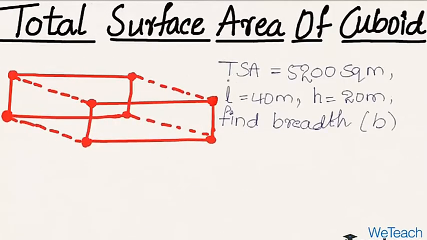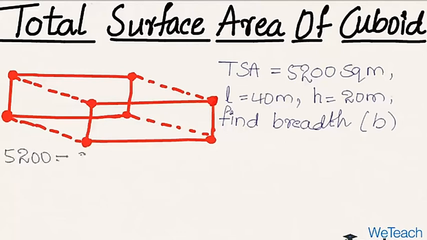And this is one more example, children, where you have the TSA, length and height. You have to find the breadth. TSA is given as 5200 square meters, that means meter square, and length is 40 meters and the height is 20 meters. You have to find the breadth. So here breadth is unknown and TSA value is given for you.